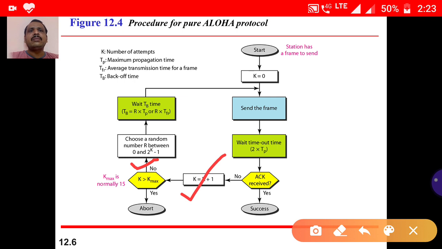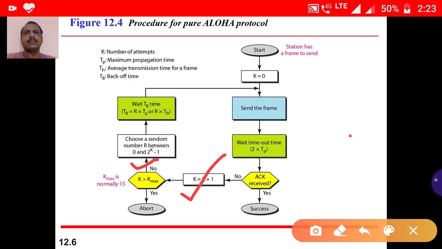The backoff time TB is equal to R times Tp, where R is the value coming out of the random variable. Tp or Tfr is the propagation time or frame transmission time; both are almost equal. That amount of time each station will wait. For example, with two stations, each will take either 0 or 1. Suppose the first station takes 0 and the second station takes 1, then 0 times Tfr and 1 times Tfr.